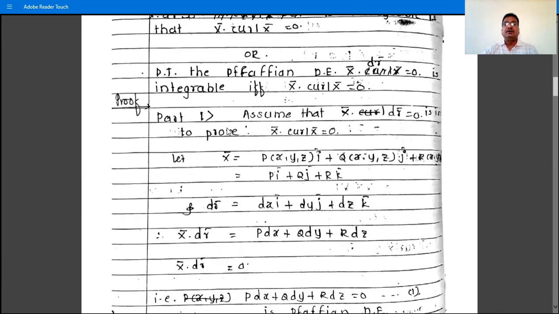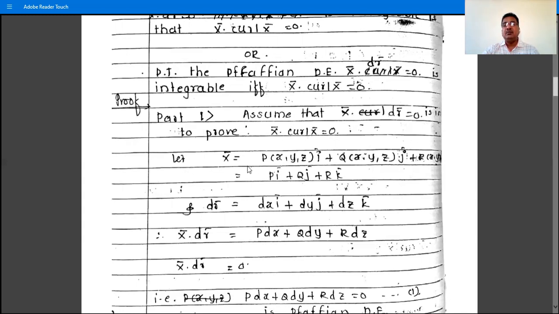The proof is in two parts. The first part is the necessary part. Assume that x̄ · dr̄ = 0 is integrable, that is, this Pfaffian differential equation is integrable. And what do we have to show? To prove x̄ · curl x̄ is 0.